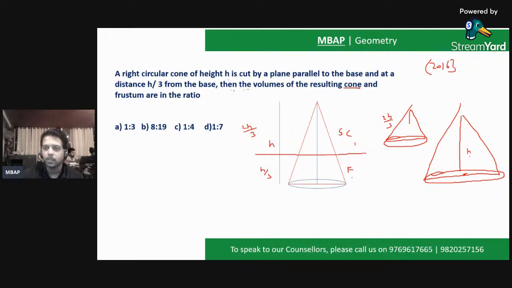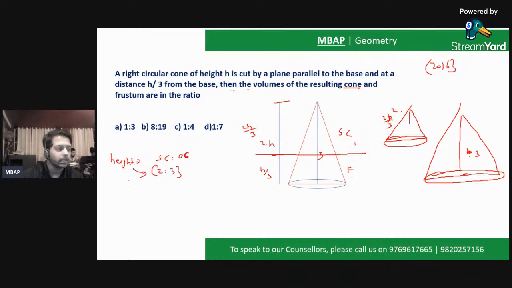So let's assume the original cone has a height of 3. Then the smaller cone, which is this half, will have a height of just 2. If I compare the height of the smaller cone versus the original cone, you will see the height will be in the ratio of 2 by 3.